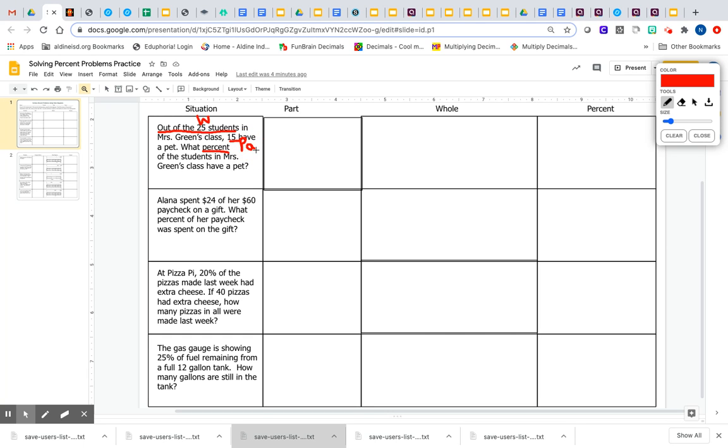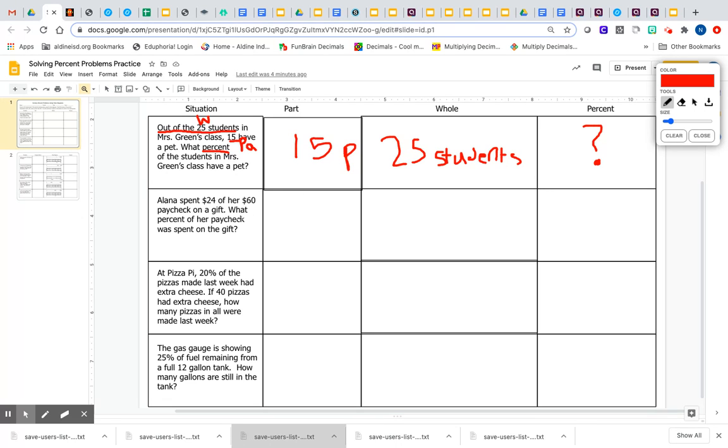So that means that the whole entire class doesn't have a pet. So that lets me know that there's 25 students in the class. And there are 15 that have a pet. So the question is letting me know that I'm trying to figure out my percent. So that means that I don't know what my percent is. And that's all you have to do with this activity.